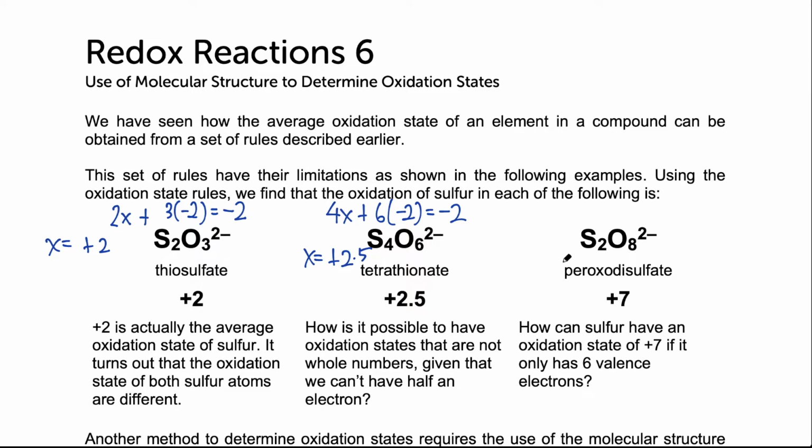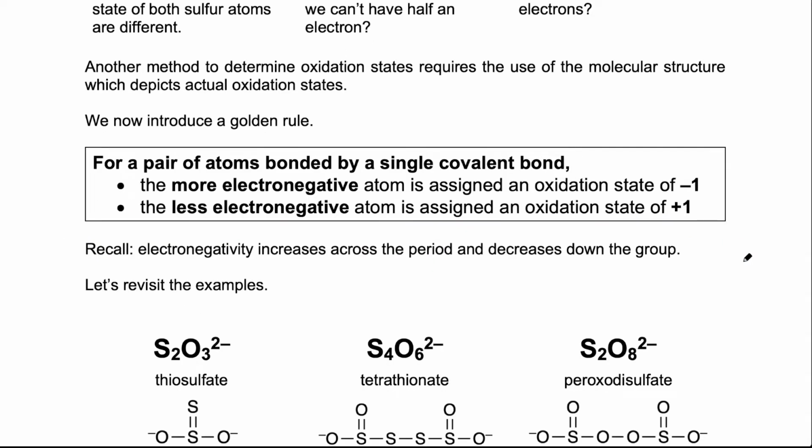Lastly, in the peroxodisulfate ion, which is S2O8 2-, using our traditional oxidation state rules, we come up with the following equation. When we solve for the oxidation state of sulfur, we get a value of +7. Looking at this, you might wonder, how is it possible to have an oxidation state of +7 when sulfur only has 6 valence electrons? Again, this becomes clearer when we look at the structures. So in instances like this, we have to make use of a different method to determine the oxidation states. This is done by looking at the structures and how the atoms bond together.